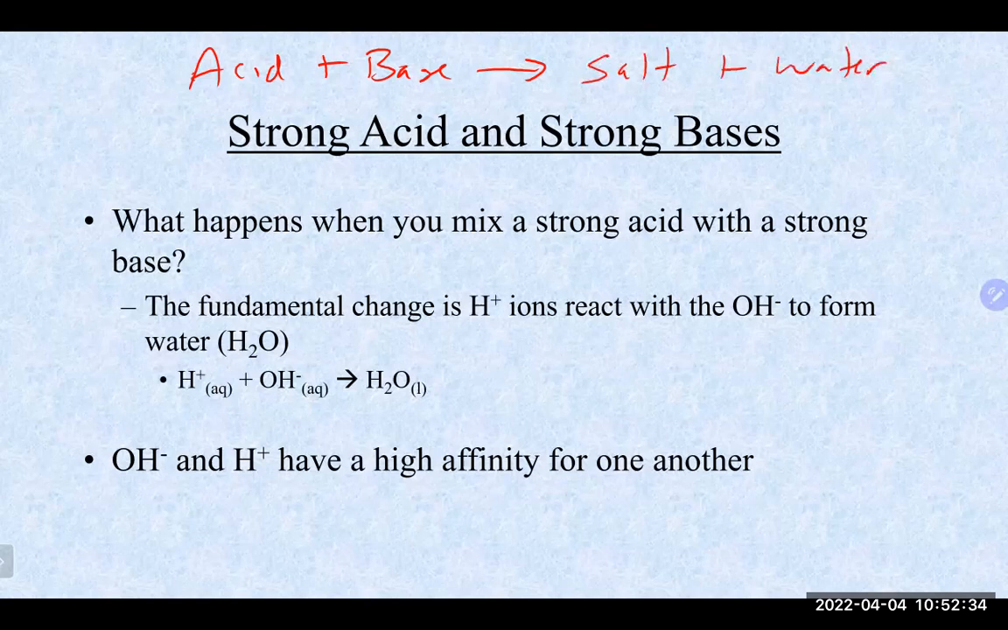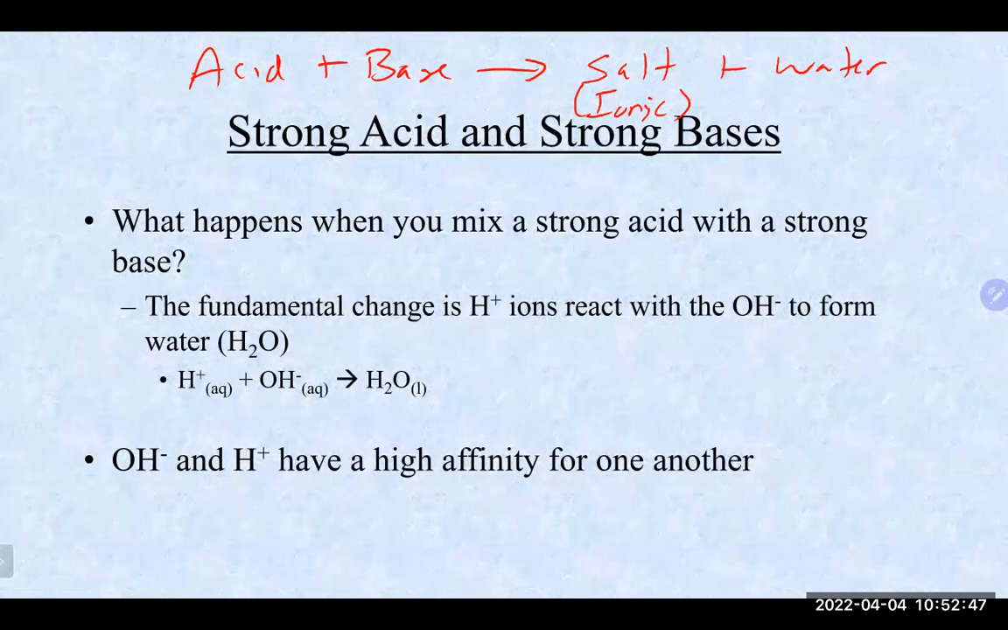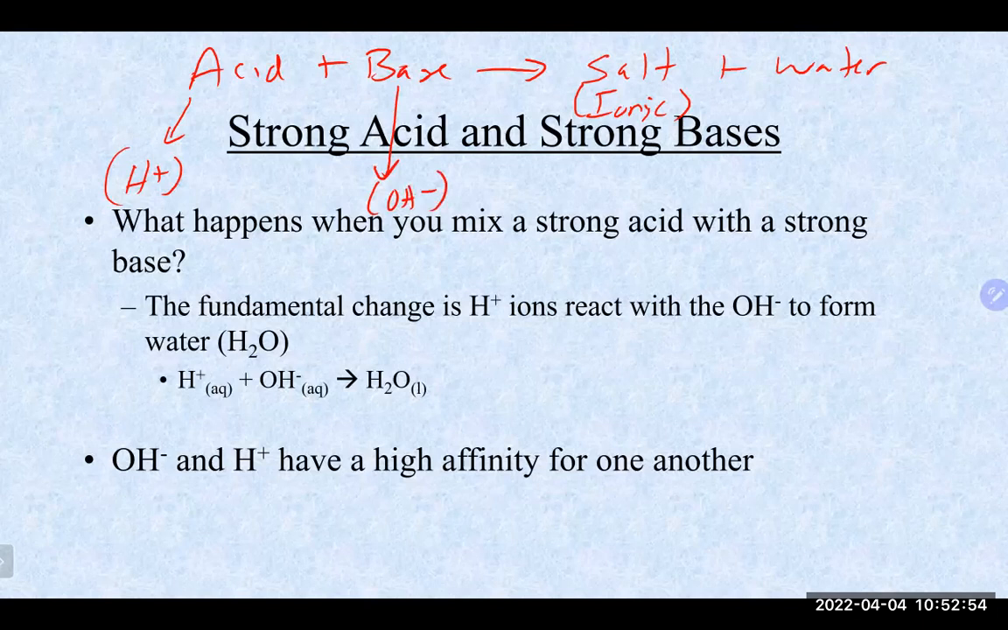A salt is just an ionic compound, and water obviously is H2O. Where does the water come from? It comes from the acid, which contributes the H+, and the base, which contributes the OH minus. It's that H plus and OH minus that come together to form water. That is important, as we talked about earlier, as one of the major driving forces for chemical reactions is the formation of water. So that's what is happening in these reactions.